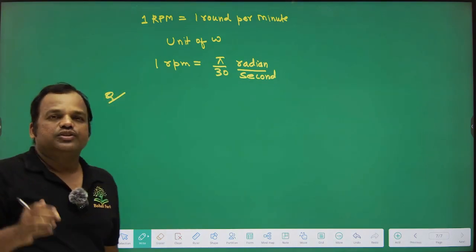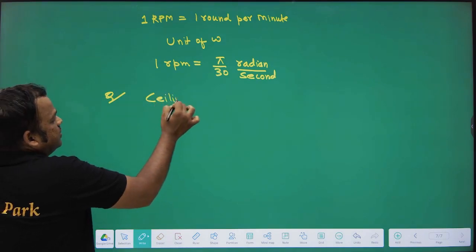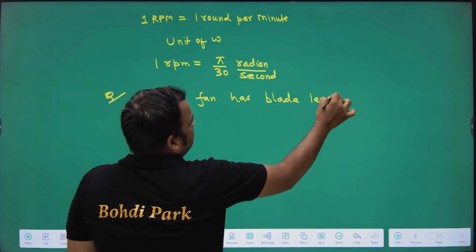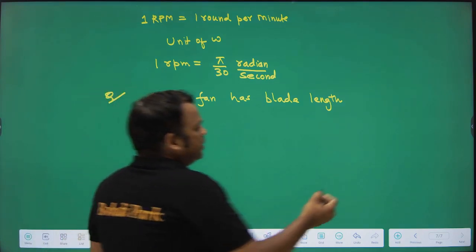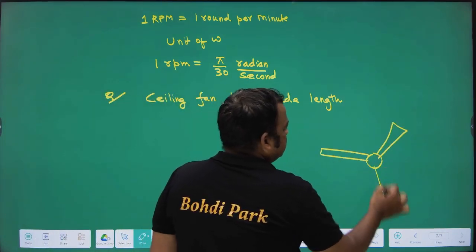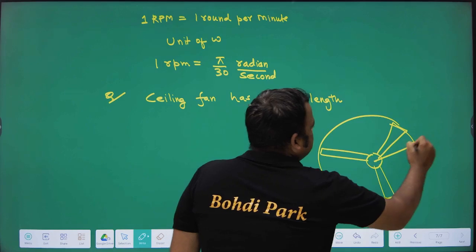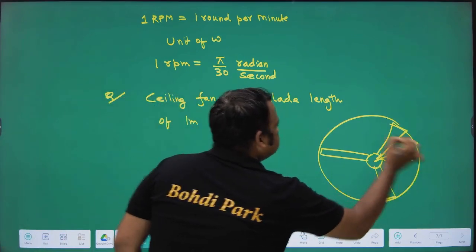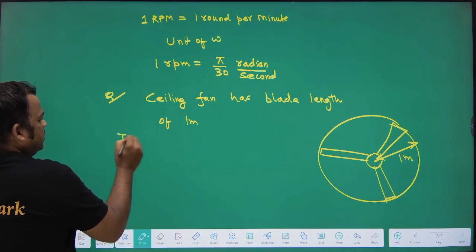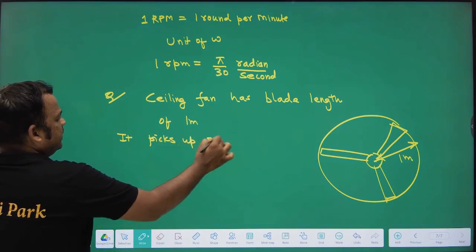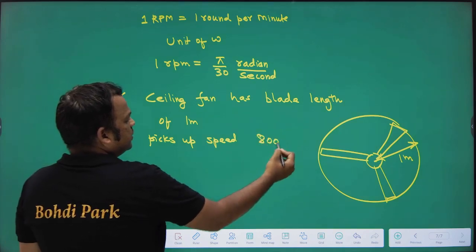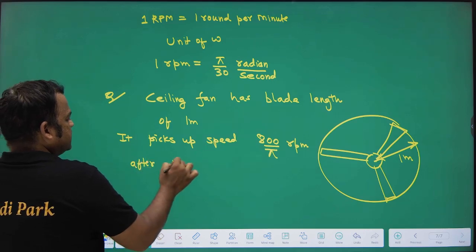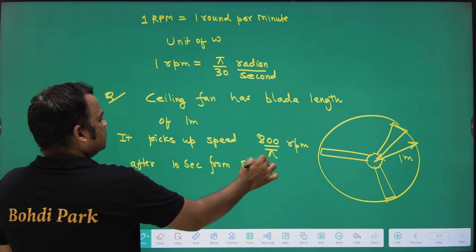So let's solve one question based on ceiling fan. Ceiling fan has blade length. So we have observed the ceiling fan. So they have 3 blades like this: first blade, second blade, third blade. So the length of each blade is given. Ceiling fan has blade length of 1 meter. It picks up speed 800 divided by pi RPM after 10 seconds from start.